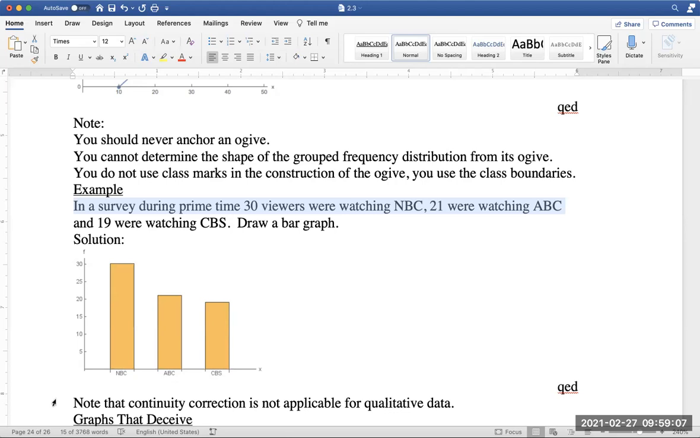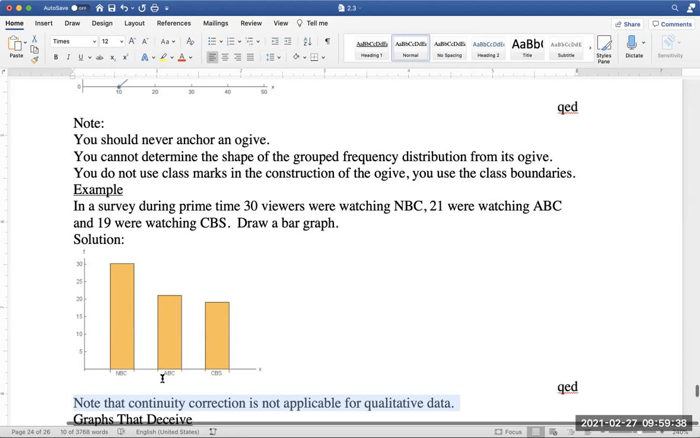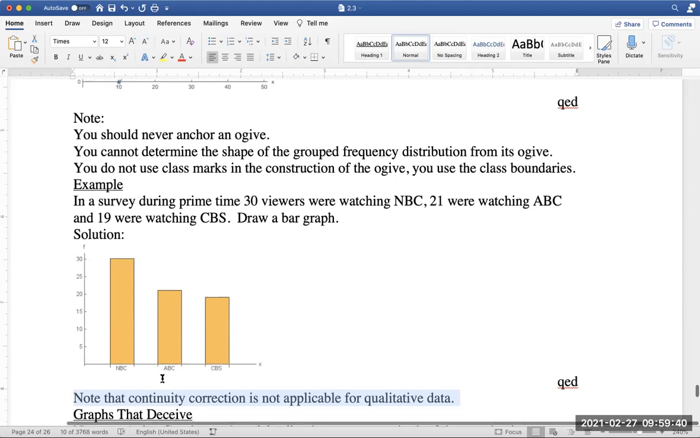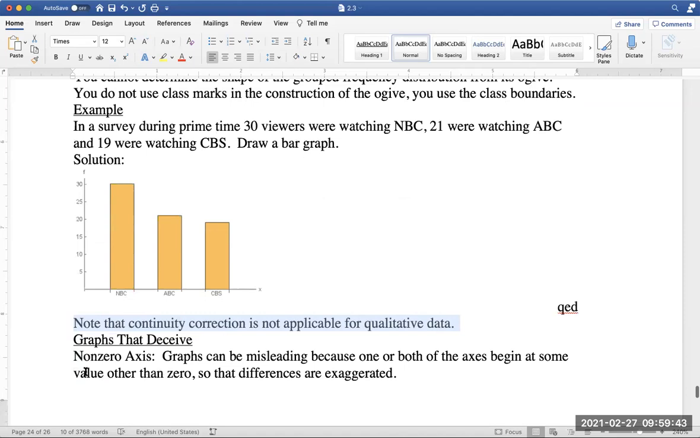You never use a histogram. You never use continuity correction for qualitative data. It wouldn't make sense to say that there's this continuous transition between NBC and ABC. It's an abrupt thing. NBC is not the same as ABC. So you have to have this gap here to show that these are separate entities. And so you never use continuity correction for qualitative data, only quantitative data.